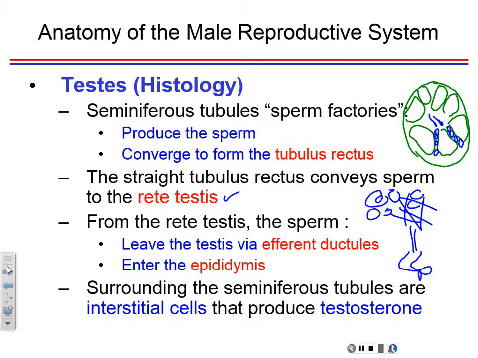All right. So you get the tubulus rectus from the seminiferous tubules, and then the rete testis. That is how the sperm travel: seminiferous tubules, tubulus rectus, rete testis, and then efferent ductules that go to the epididymis. The efferent ductules lead the sperm away from the testis, right? E for exit. E for exit, yeah, efferent ductules. That's a good way to remember it.